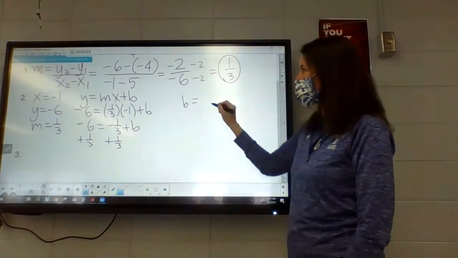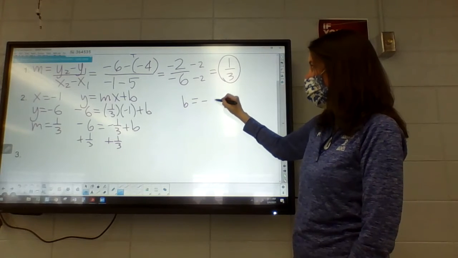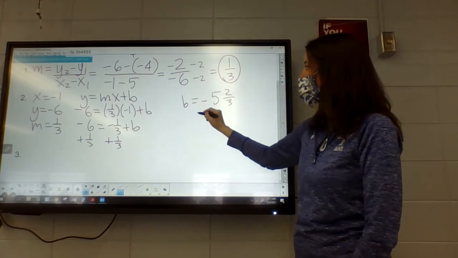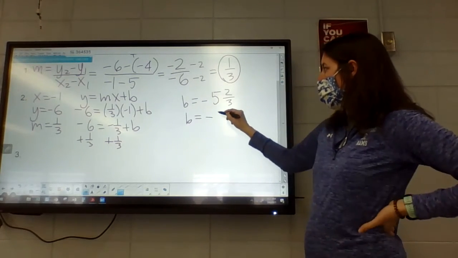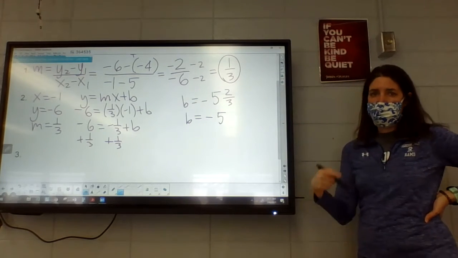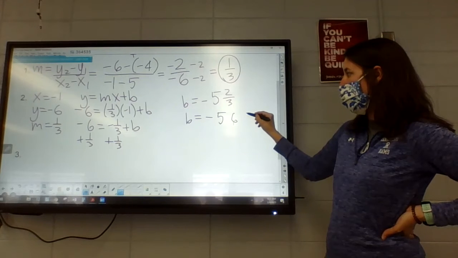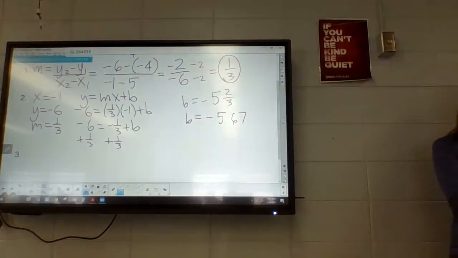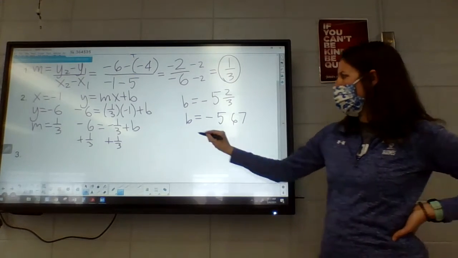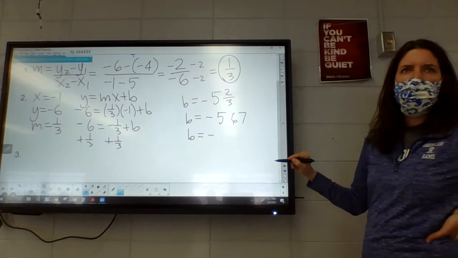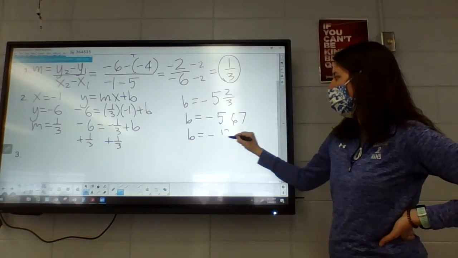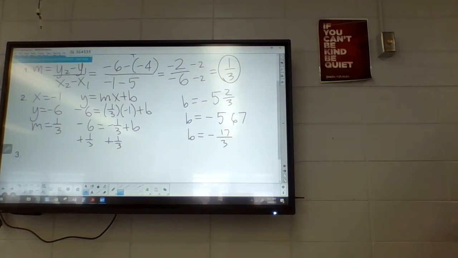So B, you're either going to get a negative 5 and 2 thirds, right? Or, depending on if you use decimals or fractions, a negative 5.67 or 6 repeating. So I'm going to call that 6.7 because 6 would tell me to round up to the next one, to be a little bit more accurate than 5.6. And then did somebody leave it as an improper fraction? Do you need to do negative 17 over 3? Yeah, negative 17 over 3. So if you left it this way, that's fine with me as well. Any of those are fine.